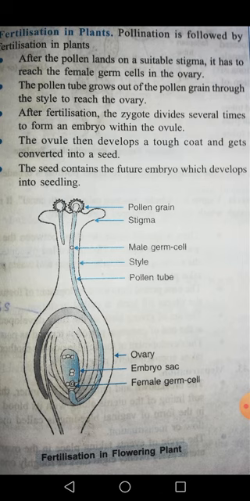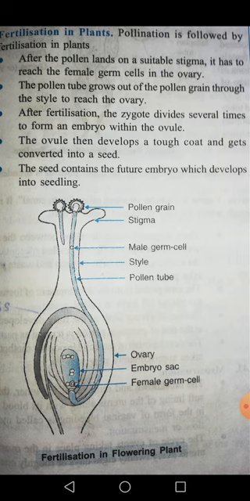During fertilization, when the pollen tube develops and passes from the style to the ovary, the pollen releases male gametes. You must remember one thing: one pollen grain always contains two male gametes. Out of these two male gametes, one male gamete fuses with the female gamete. Is it clear?